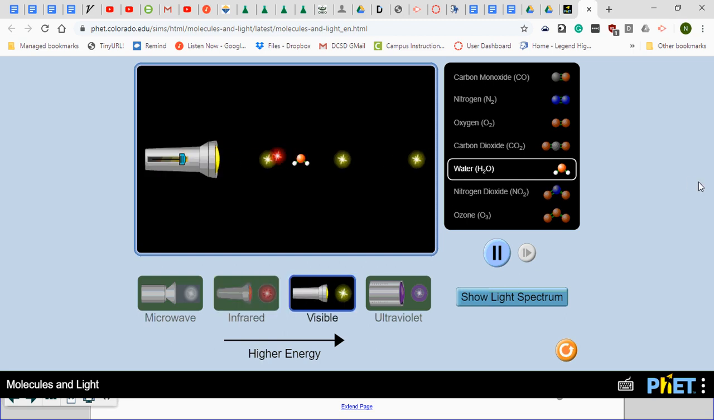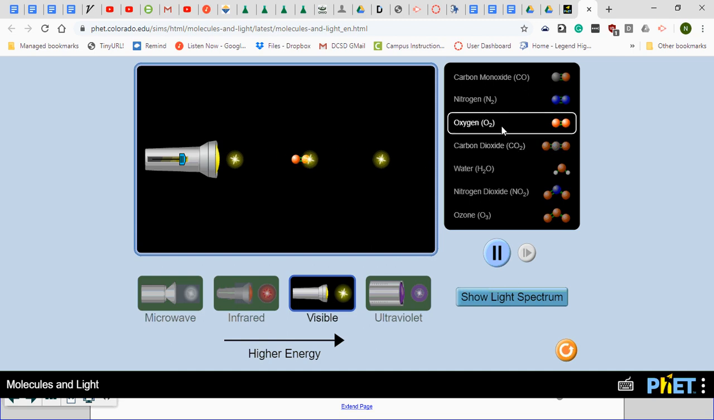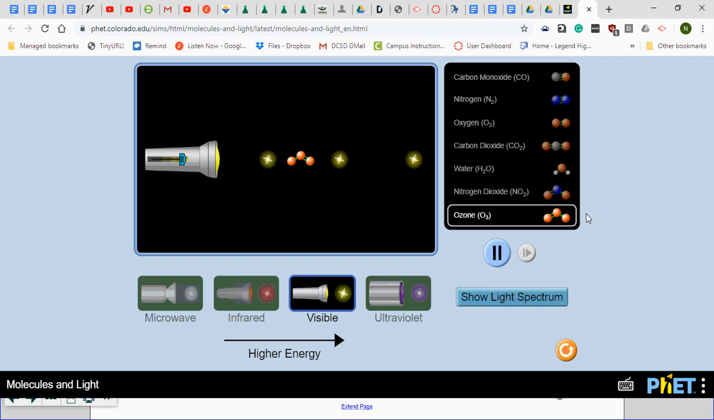If we go to visible light, well, visible light's only going to affect things that absorb visible light. Water is clear, it's translucent. It doesn't really interact with visible light. Carbon dioxide, it's a clear, colorless gas, so it doesn't do anything. Oxygen, nothing. Carbon monoxide, nothing. Nitrogen, nothing. Ozone, nothing. These are all clear, colorless gases. Now, nitrogen dioxide, it will actually absorb visible light.